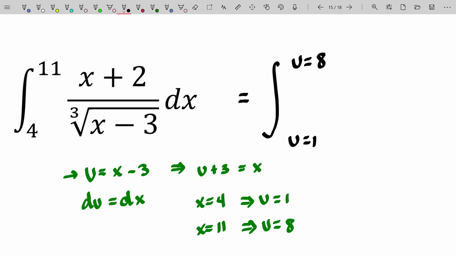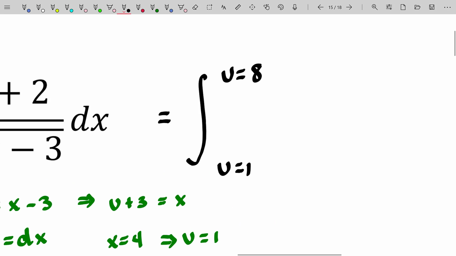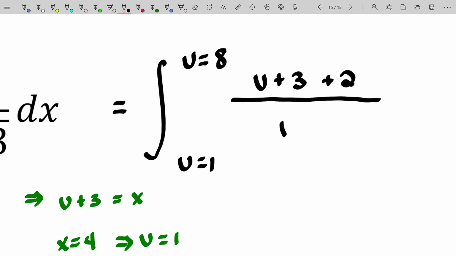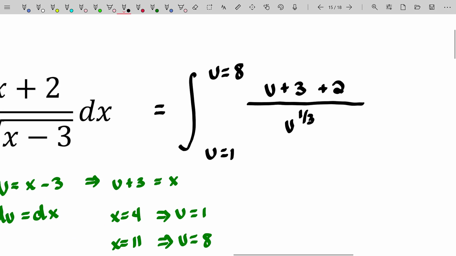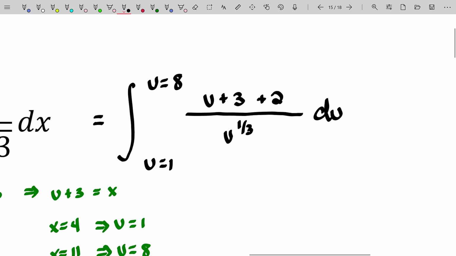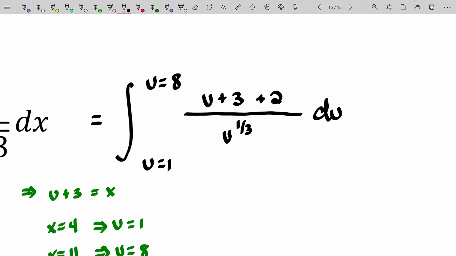Remember, the x in the numerator, I'm going to trade out for a u plus 3. We have the cube root of x minus 3, but x minus 3 is going to be u. And I dislike writing cube roots in calculus, so I'll write that as u to the 1/3. And finally, dx gets traded out for a du. This is a wonderful problem because it can be done this way.